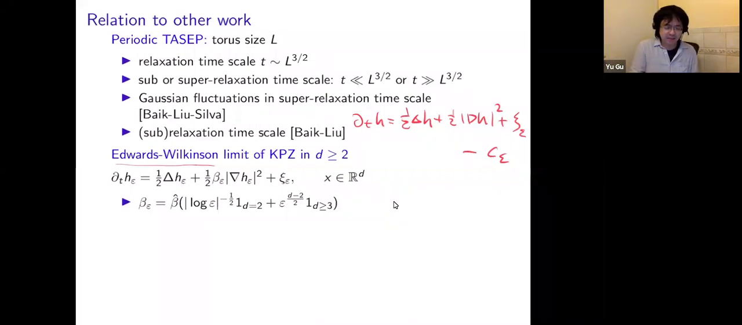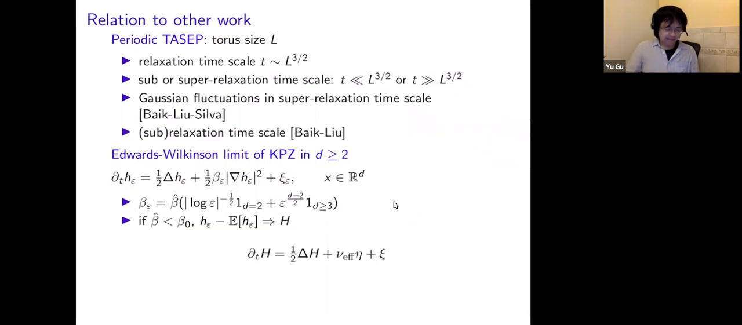It turns out that it doesn't matter which constant you subtract here, you will not have convergence. So the right thing to do is to multiply by a small parameter, beta epsilon. That's precisely what is written here. You tune this beta epsilon. If beta epsilon is small enough, then in the limit this term will just disappear, which is not interesting. So you find the right size of beta epsilon so that you see something non-trivial from this nonlinear term. It turns out that the right choice of beta epsilon is this one. When d equals 2, it's like 1 over the square root of log epsilon. When d is 3 or more, it's epsilon to some positive power depending on the dimension.